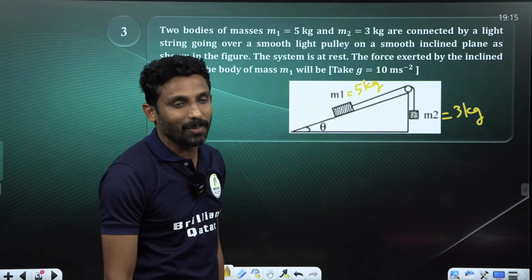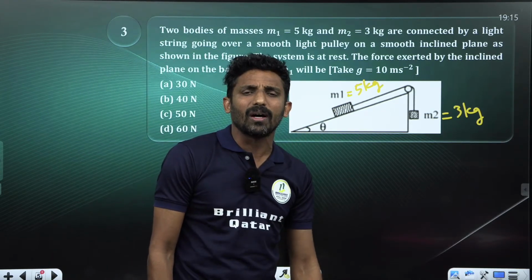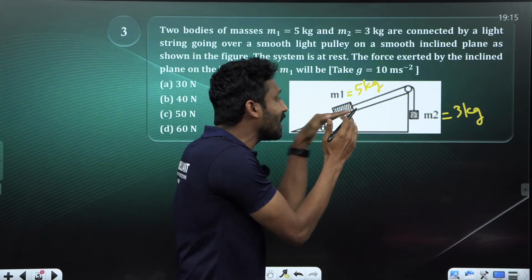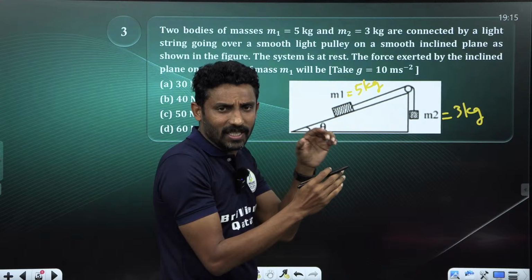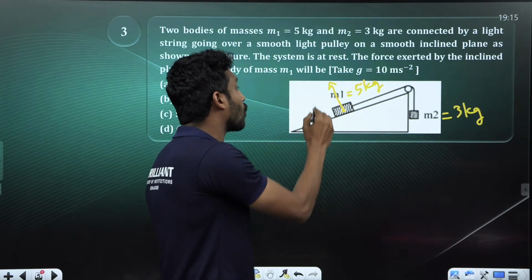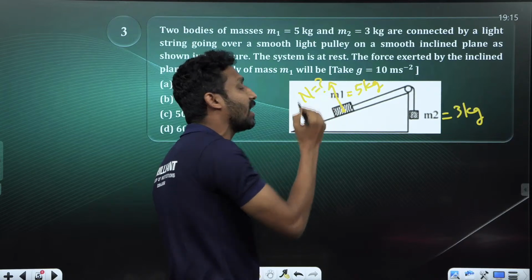Okay, the force exerted by the inclined plane on the body of mass M1 will be dash. What is the force on the body of M1 by the inclined plane? By the inclined plane, it is equal to the normal reaction only. Normal reaction getting from the inclined plane. So they are asking about the normal reaction. What is N equal to?